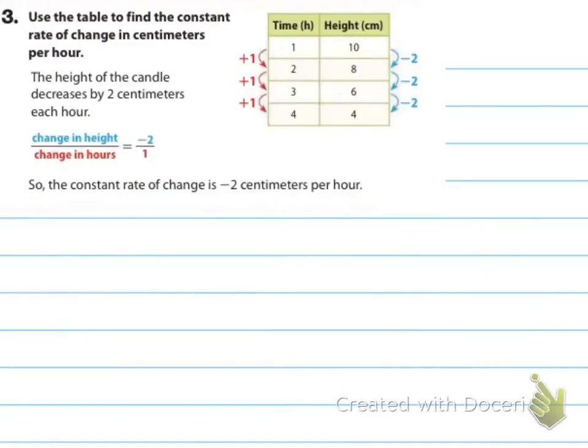Alright, so using the table to find a constant rate of change in centimeters per hour. So we've got 1 hour, we go 10 centimeters, 2 hours, we go 8 centimeters, 3 hours, it's 6 centimeters, and 4 hours, it's 4 centimeters. So what's happening? Well, it's a candle, apparently, and it is burning out 2 centimeters every hour. So the change in height is -2 for every 1 hour. So it's a constant change of -2 centimeters per hour. It's melting, right? So it's decreasing.